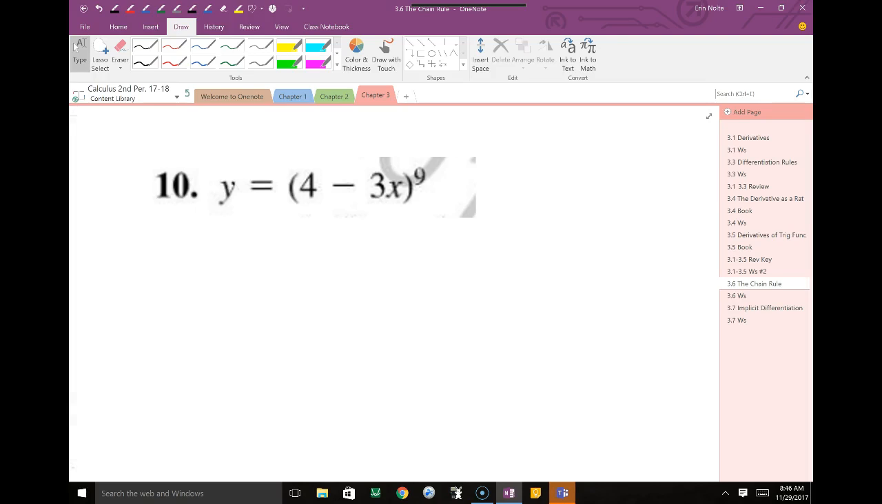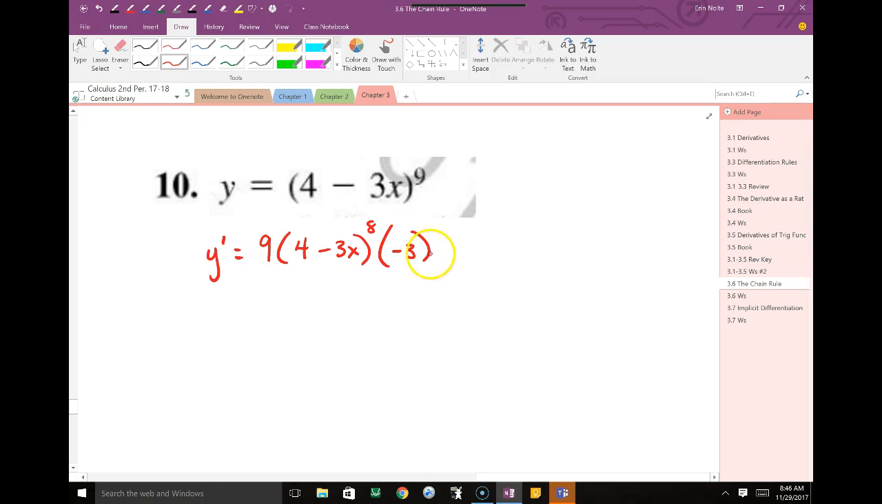Okay, so first, what's my stuff? 4 minus 3x. Okay, so I'm gonna derive the outside. So that's the derivative of the outside. 9 times my stuff. What's my new exponent? 8, times the derivative of your stuff. So what's the derivative of the inside?